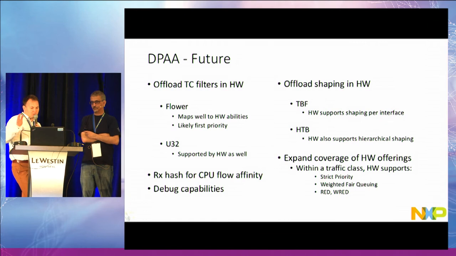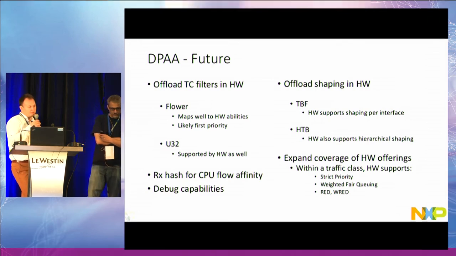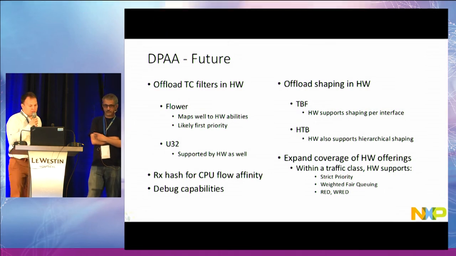There are multiple ways we can go. There's an effervescence in this area. We are looking at Flower, and it's mapping well to our hardware abilities, and it's also more readable, probably more user friendly. We could do U32 offloading just as well, but probably that would be a second priority. Our main priority is to do some Rx hashing to improve our forwarding performance, but that's likely to come soon.